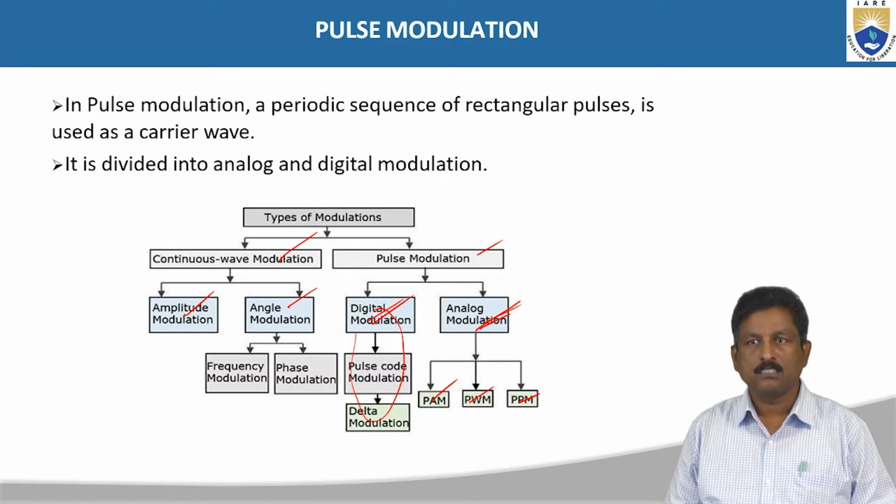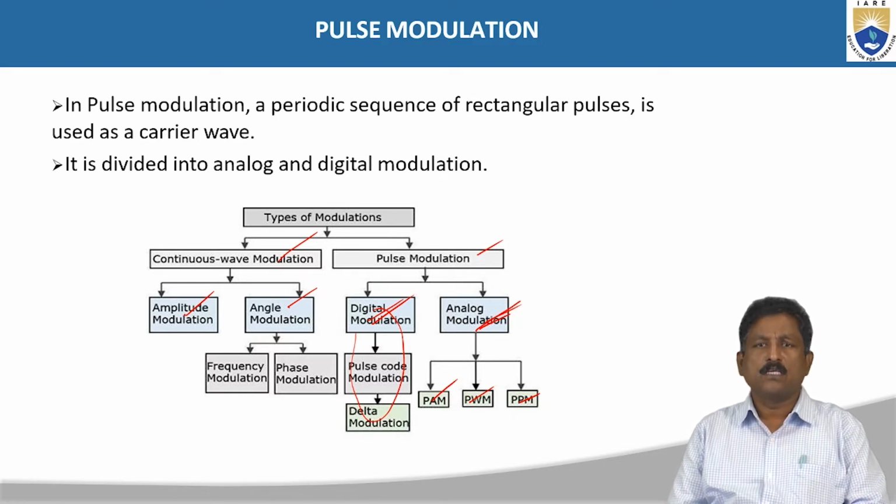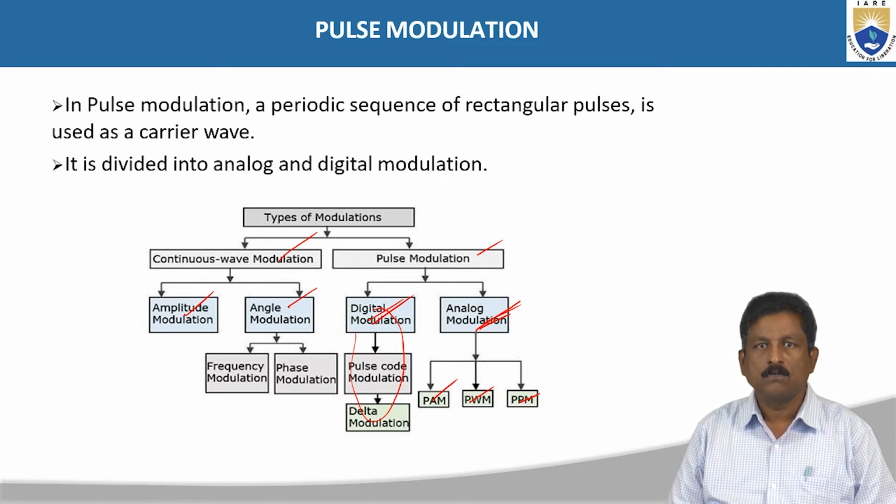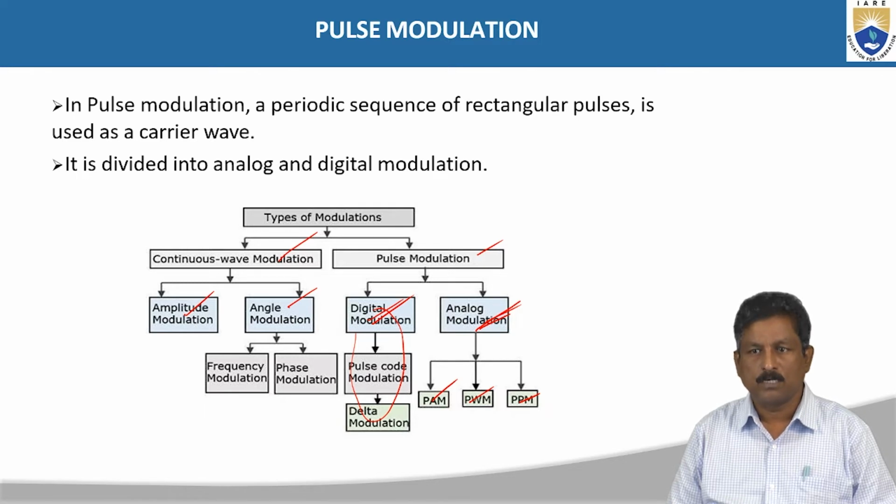So in all the cases, the variation of the amplitude, or the width, or the position depends on the instantaneous value of the modulating signal only. Based on the strength of the modulating signal, we take the variation. According to the varied parameter, we have the concerned modulation. If it is amplitude, it is called pulse amplitude modulation. If it is width, it is called pulse width modulation. If it is position, it is called pulse position modulation.